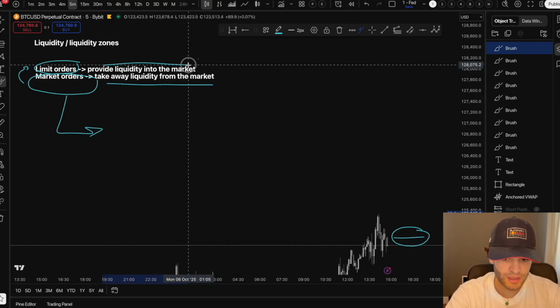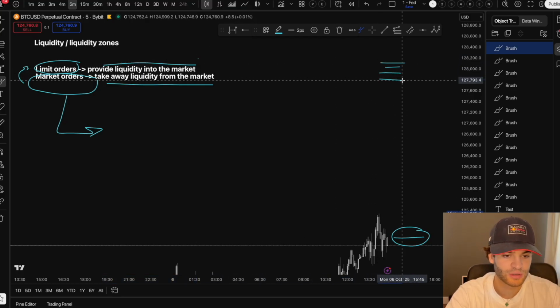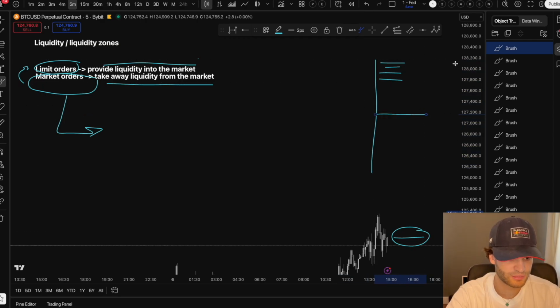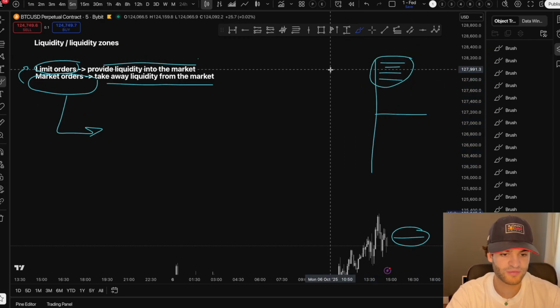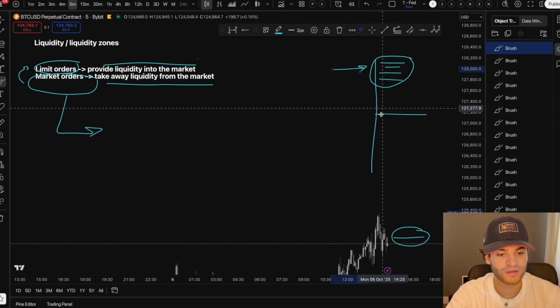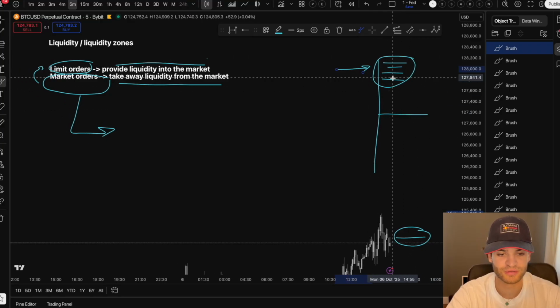Limit orders, on the other hand, as I just explained, you are placing in the order book. Imagine this is the order book where there are orders at these prices, and therefore you are providing offers and liquidity into the market. And you're waiting for someone to be willing to pay these prices for your orders to be filled.